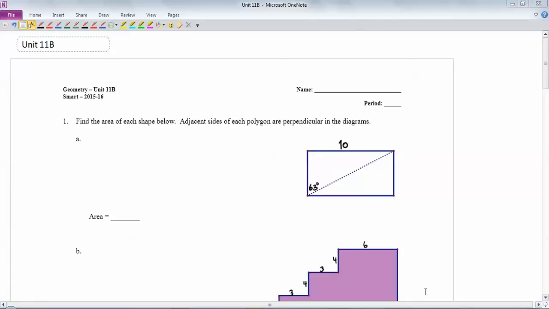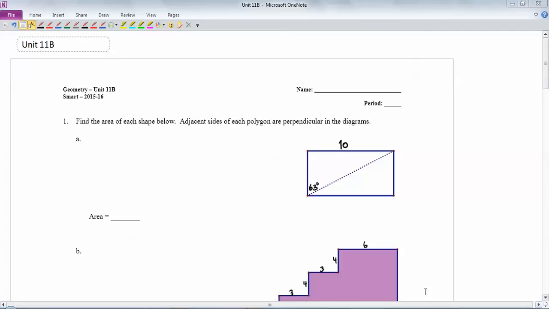Okay, so this is the 11B handout. Unit 11 is based on area stuff, so all these problems are going to be mostly related to area. Let's work our way through some of these problems. Find the area of each shape below. Adjacent sides are perpendicular. So basically, if it looks like a right angle, it probably is a right angle.